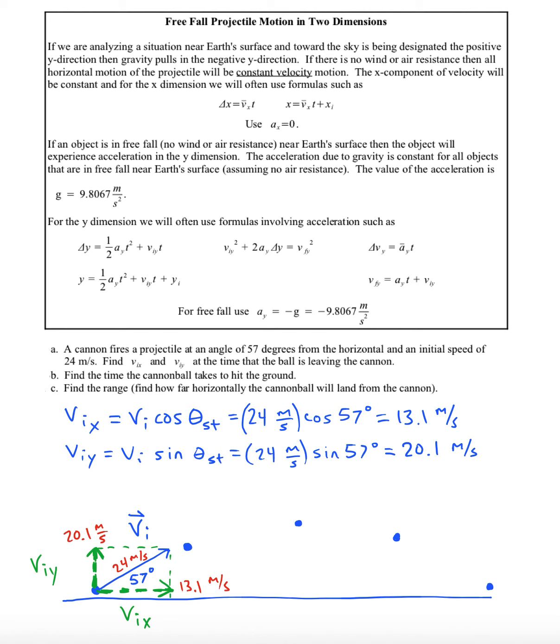All right, now that we have those two things, we can find the time that the cannonball takes to hit the ground and the range, which is how far the cannonball travels horizontally before impact. Now we have to decide which of the motion formulas we should use at this time. We could focus on the horizontal dimension, and if we do, then we want to use constant velocity formulas. Or we could decide to focus on the vertical dimension. And in that case, we would want formulas involving acceleration.